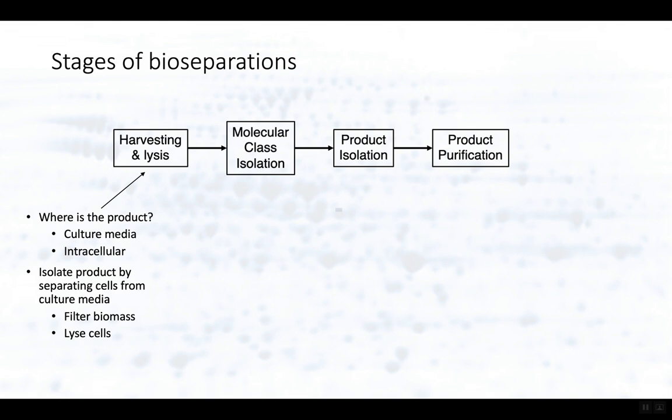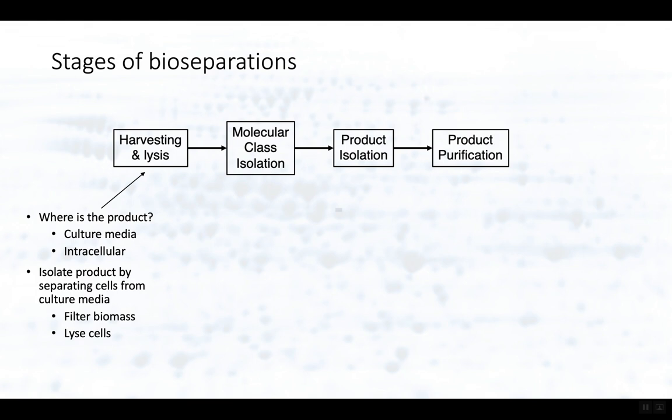Now, if the product is in the cell, it's an intracellular product like a protein, then we typically want to separate the cells from the culture media to at least remove that. These are physical separation processes. But then we have to lyse the cells to release that product so that we can purify it further.